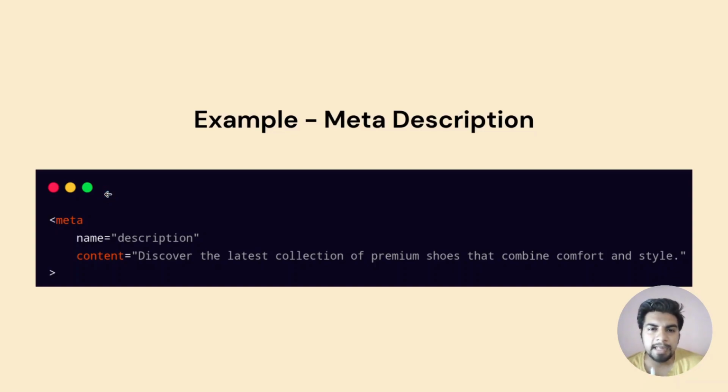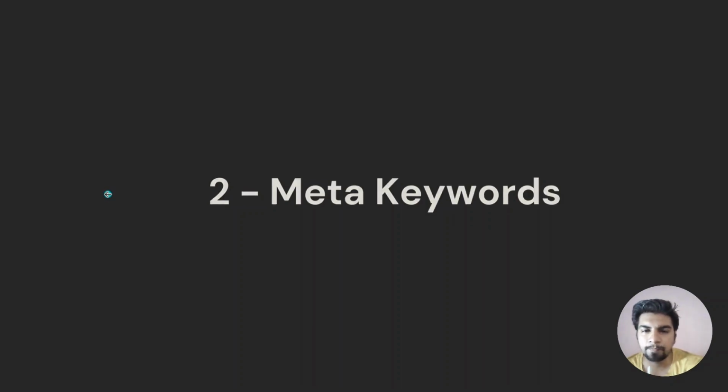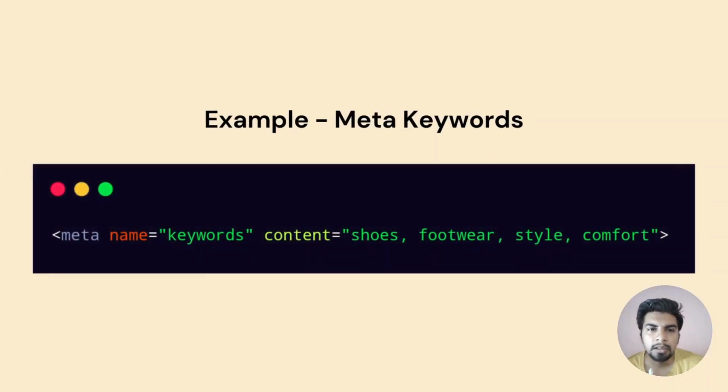This is the example for the same, wherein under meta tag we have name, wherein we give the name of that tag and we specify the content with respect to it. Second comes meta keywords. Although their importance has waned, including relevant keywords as meta tags can provide additional context for search engines. This is the example for the same.